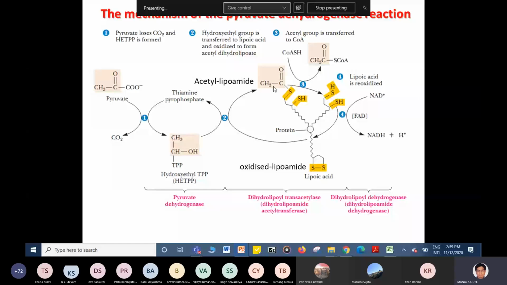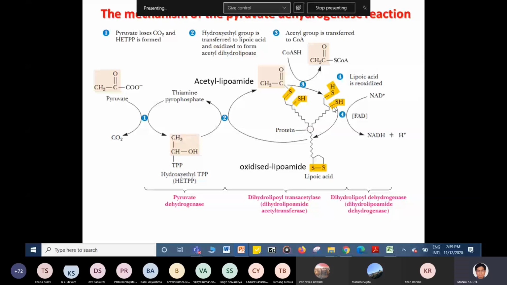Now after the formation of this acetyl lipoamide, how it reacts is coenzyme A will come, and this coenzyme A will take this acetyl group, resulting in the formation of acetyl coenzyme A. That means acetyl coenzyme A is formed, but there are certain reactions remaining.